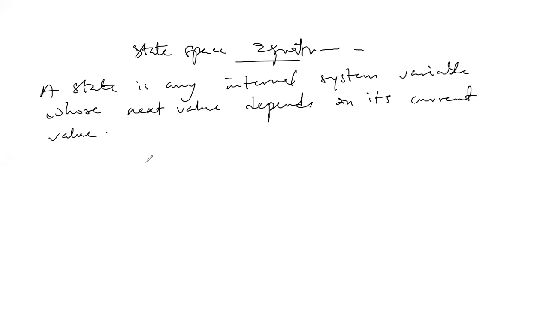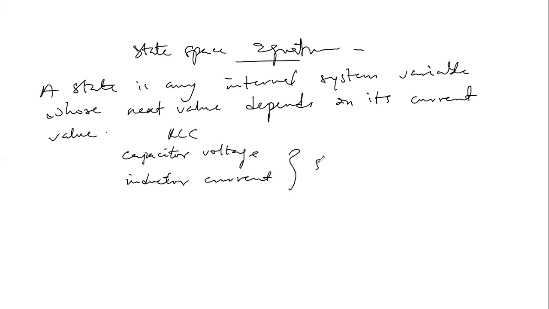For instance, we'll just consider an RLC circuit. For an RLC circuit, we have the capacitor voltage and the inductor current as the state variables. We call them state variables. Higher order differential equations that describe the system could be written as a series of first order differential equations relating the input, output, and the internal states.